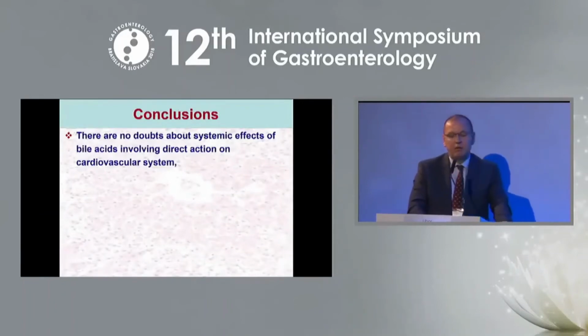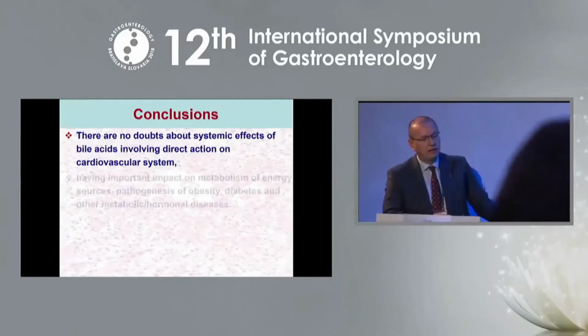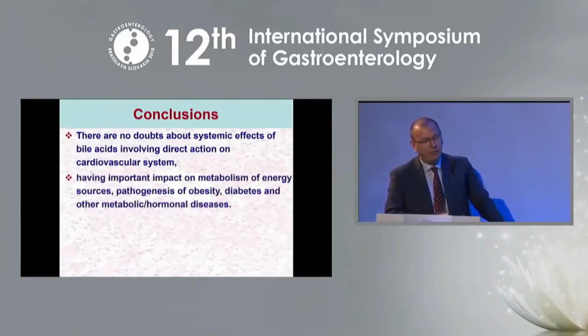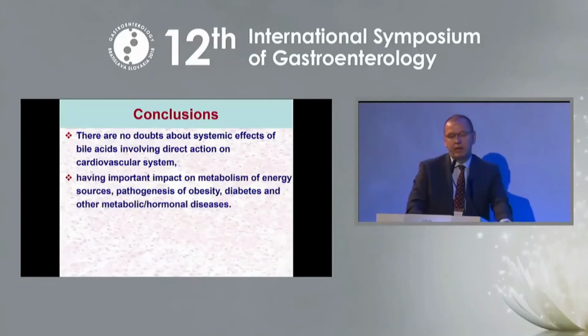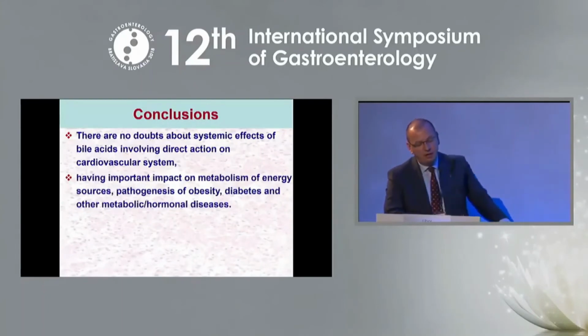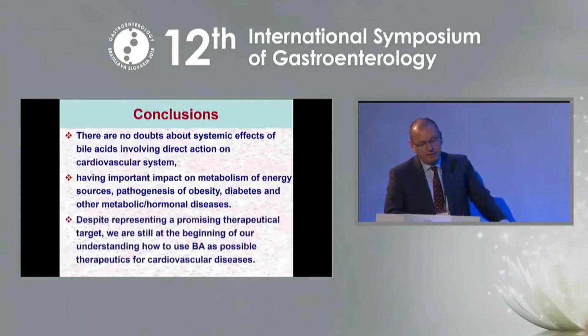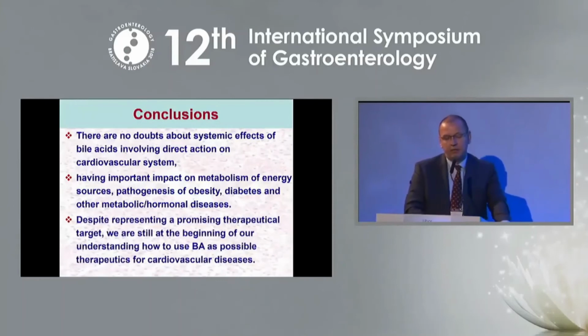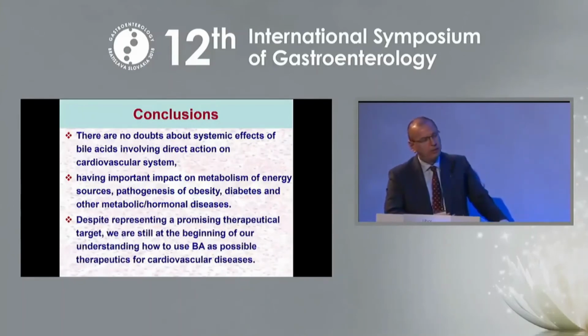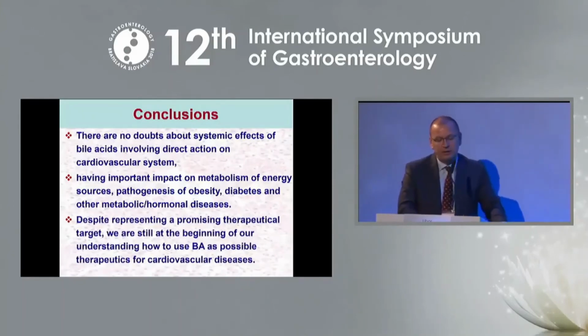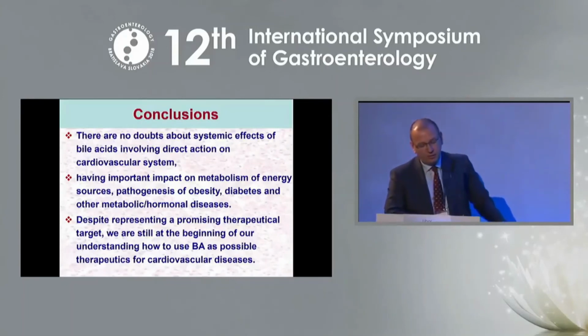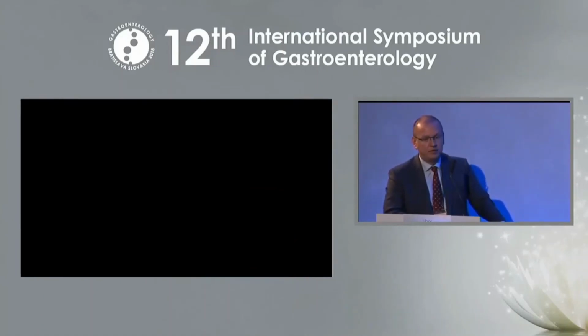So to conclude, I'd like to summarize that there are no doubts about systemic effects of bile acids involving direct action on the cardiovascular system, having important impact on metabolism of energy sources, on pathogenesis of obesity, diabetes, and other metabolic and hormonal diseases. And despite representing a promising therapeutic target, we are still at the beginning of our understanding of how to use bile acids as possible therapeutics for cardiovascular diseases. Thank you for your attention.